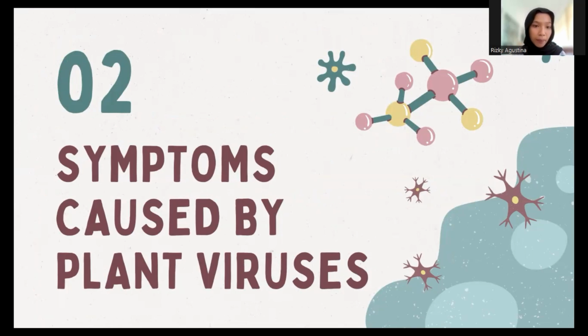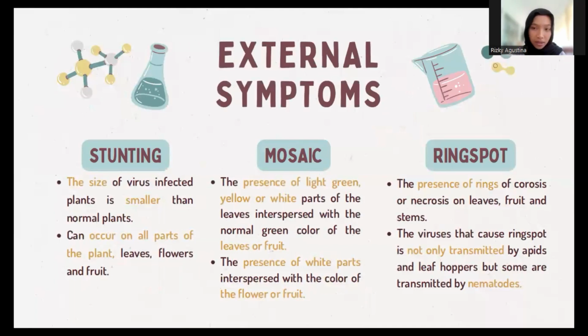Symptoms caused by plant viruses. A plant infected with a virus can show a wide range of symptoms in some or all parts of the plant. Some viruses can infect plants without causing visible symptoms, and some infected plants may not show symptoms under certain environmental conditions. When environmental conditions change, symptoms may appear. Virus infection affects cell metabolism and causes changes in cell biochemistry and physiology.